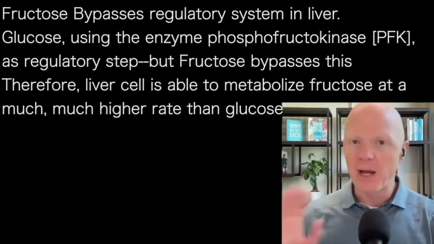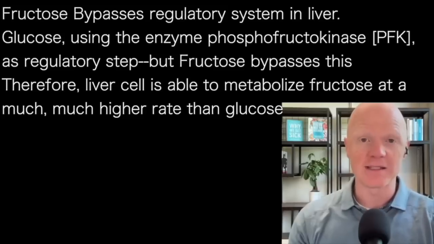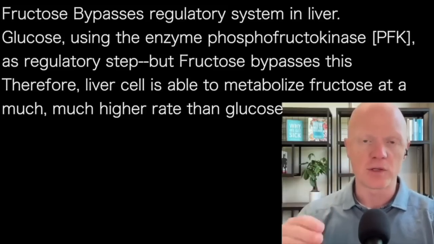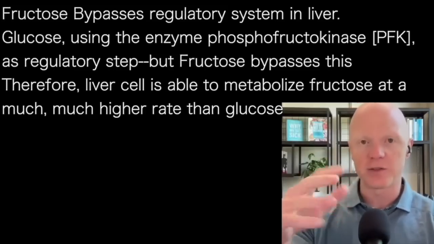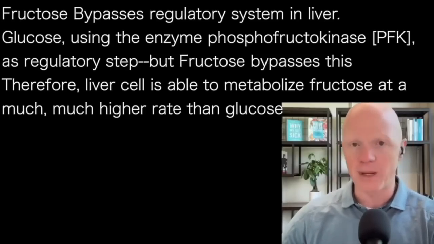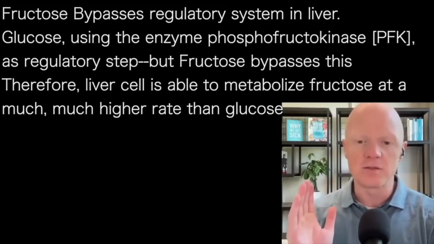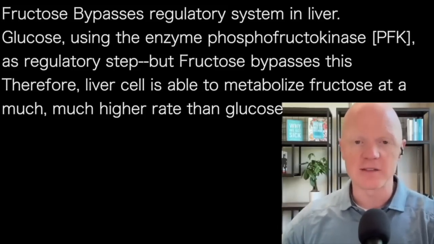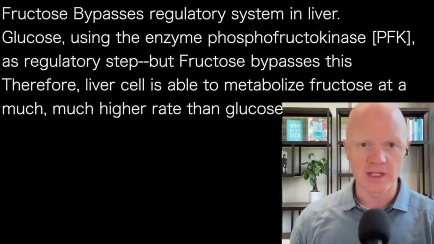However, fructose bypasses the main regulatory step of glucose, which is an enzyme called phosphofructokinase, PFK. Now, PFK has some different varieties, but phosphofructokinase is one of the more sensitive steps in the burning of glucose that allows the cell to decide what it wants to do with glucose. But again, fructose bypasses that. It doesn't have to listen to the signal coming from phosphofructokinase like glucose does. This means that the liver cell is able to metabolize fructose at a much, much higher rate, essentially unchecked compared to glucose levels.